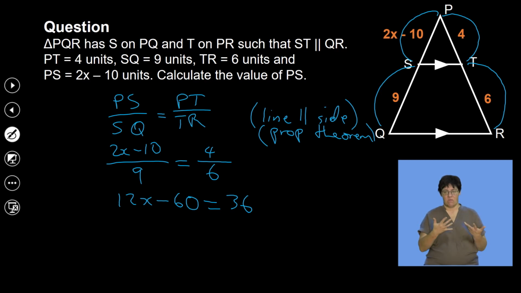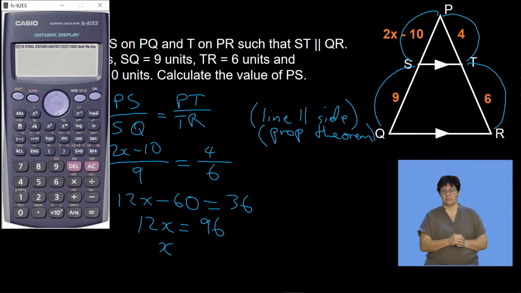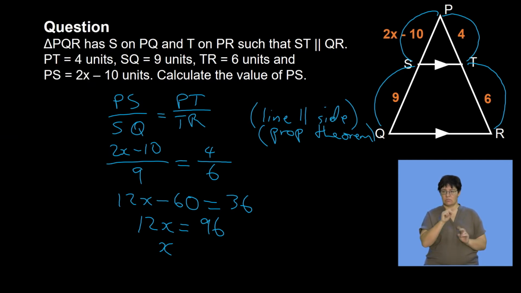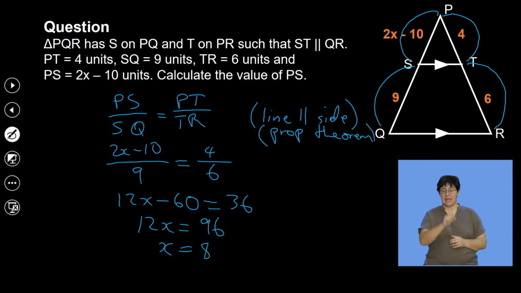And then I can work this out, right? So this will be 12x equals, if I add the 60 on both sides, 96, right? And then I find what my x is quickly. So let's quickly press the calculator so that we get the correct answer. Divide this by 12 and that will give me 8. So x will therefore be 8 units.